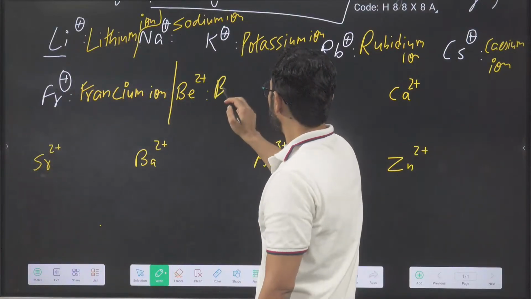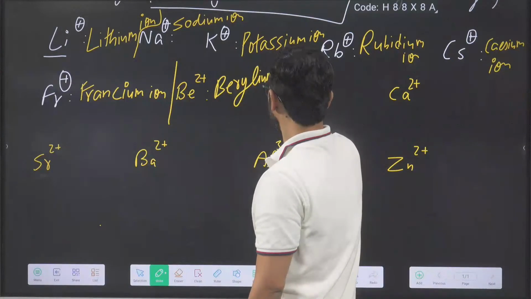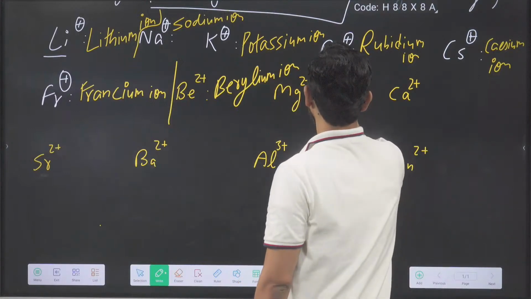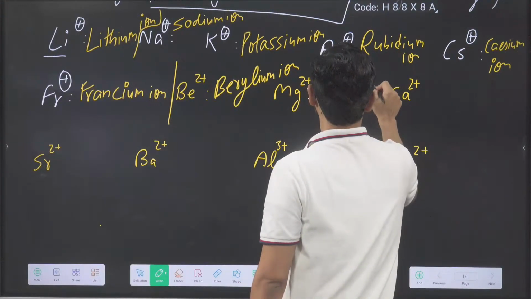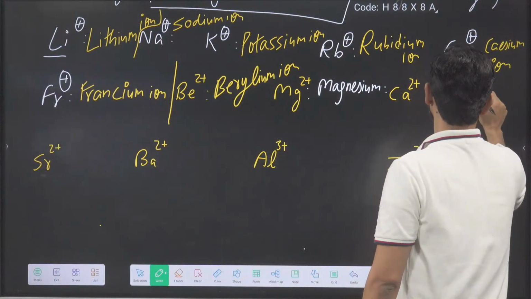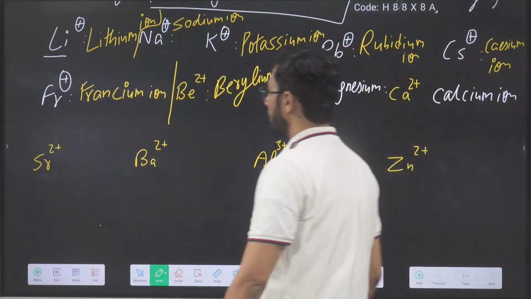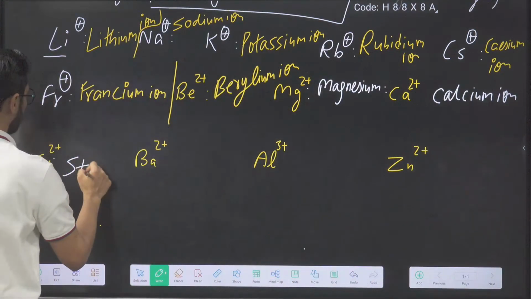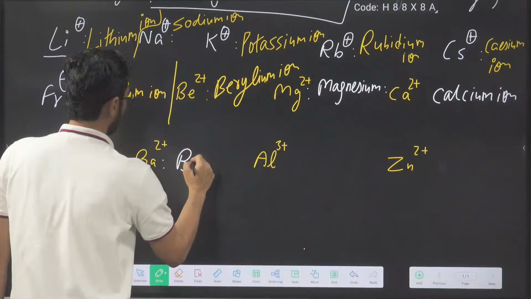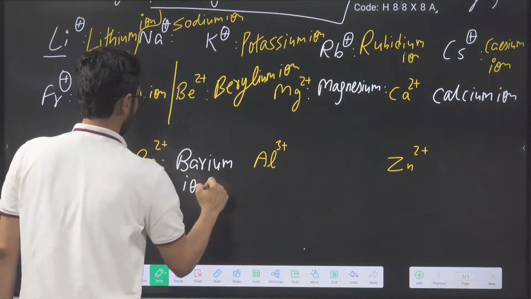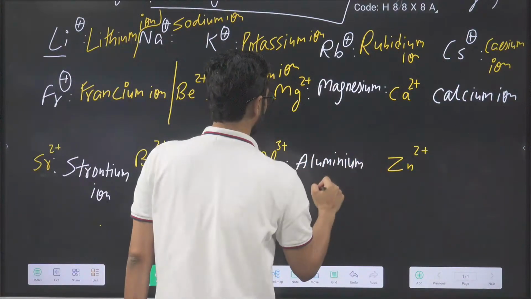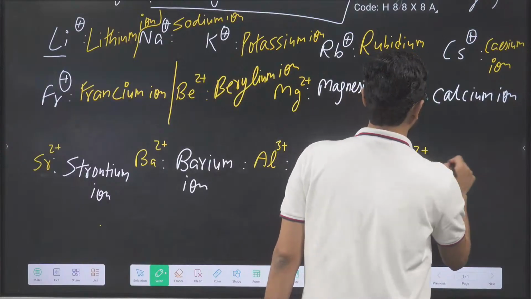Next one, beryllium ion. Magnesium, calcium, Sr2 plus, strontium, Ba2 plus, barium, Al3 plus, aluminium ion, zinc ion.